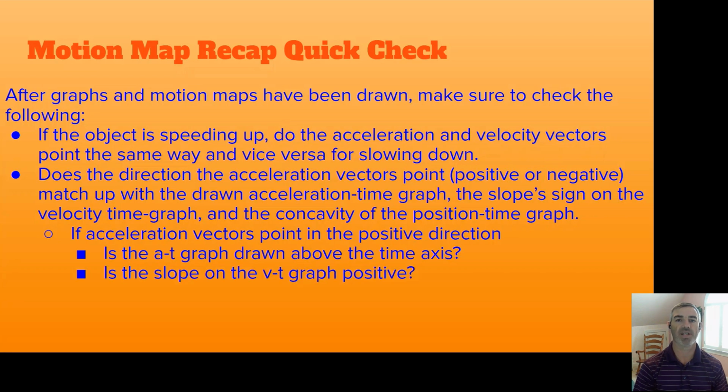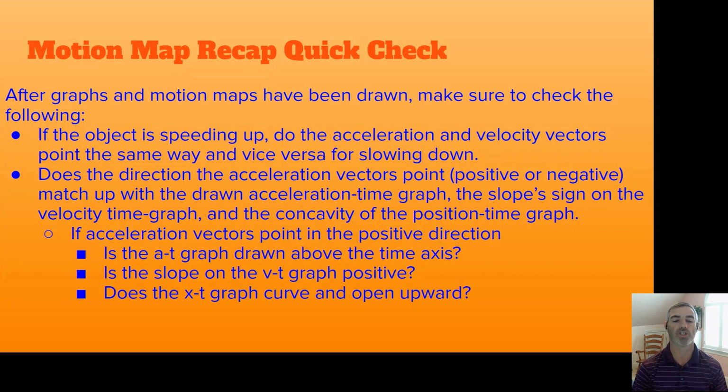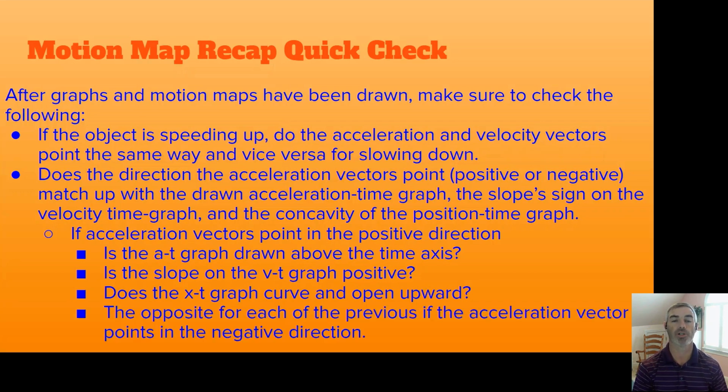Does the slope on our velocity time graph, is it positive? It doesn't matter if it's drawn above or below the time axis. It just matters that it has a positive slope. So if we have a positive pointing acceleration on our motion map, we should have these three things. The last one being that the concavity of our position time graph should be curving and opening upward. And then the opposite is going to be true if we have acceleration vectors pointing to the left. Our acceleration time graph should be drawn below the time axis. The slope on our velocity time graph, no matter where it's drawn, should have a negative slope. And the curvature of our position time graph should have a downward opening concavity.